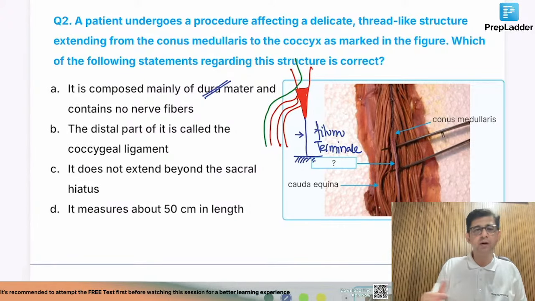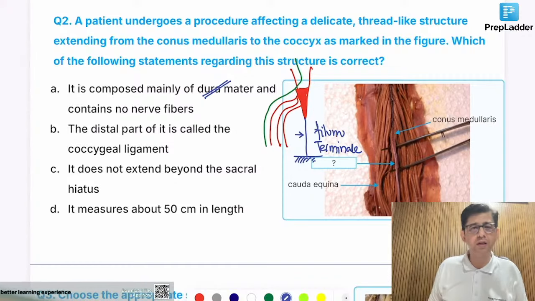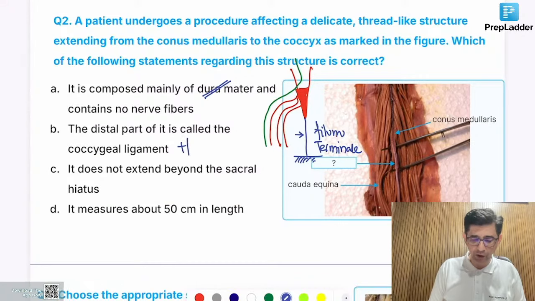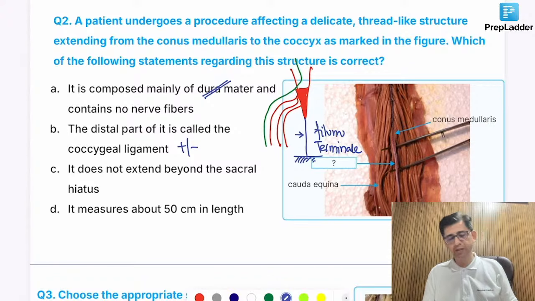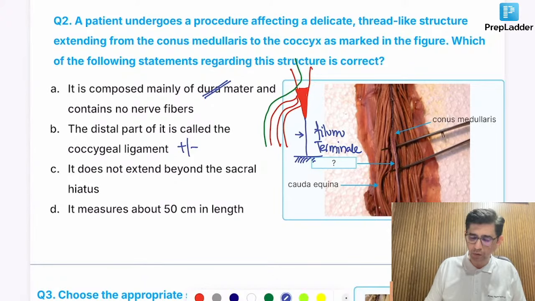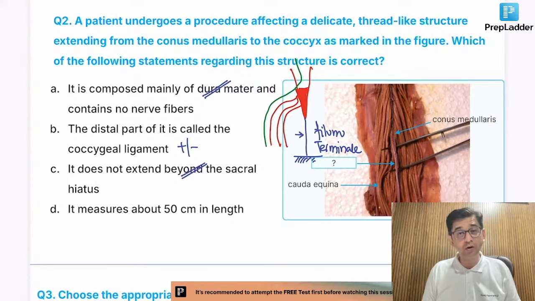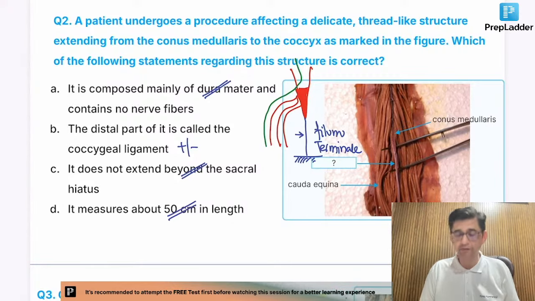Now the distal part of it is called the coccygeal ligament. That makes sense because I said it ends at the anococcygeal ligament. So this can be an okay statement. It may not be okay. Let's read option C. It says it does not extend beyond the sacral hiatus. So I mean, this would be going right up to the coccyx. So I can rule out A and C from this, and the spinal cord length is 50 centimeters, not the length of the filum terminale.